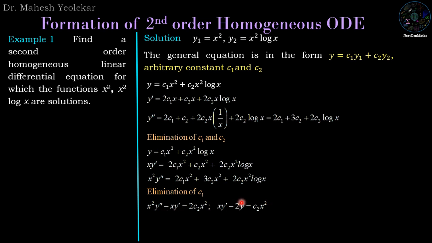Now if we eliminate c2 from these two equations, then we have x square y double dash minus xy dash is equal to 2 times xy dash minus 2y. And if we simplify, then we have x square y double dash minus 3xy dash plus 4y equal to 0. So the differential equation whose solutions are x square and x square log x. So this way we are able to generate a differential equation from the given independent solutions of that equation.